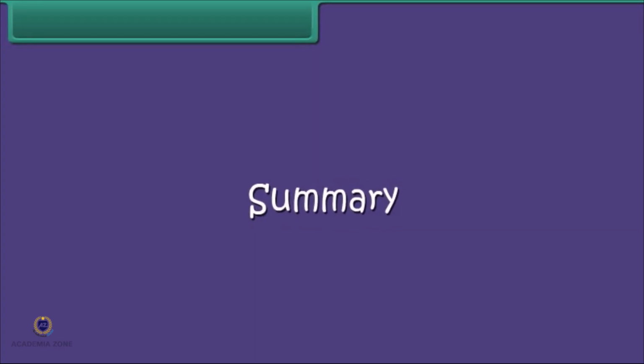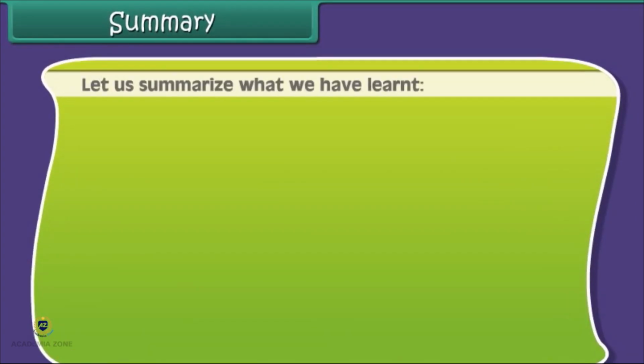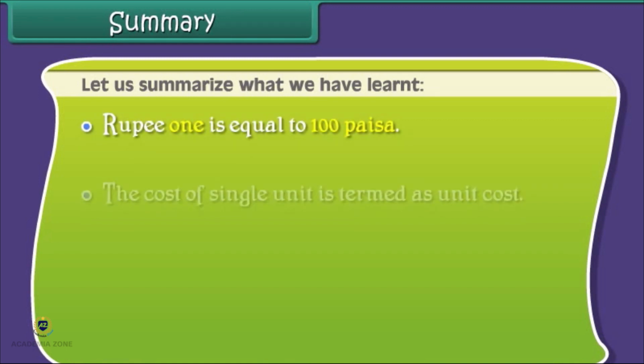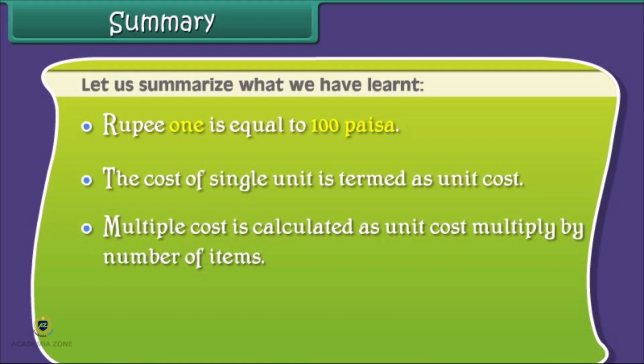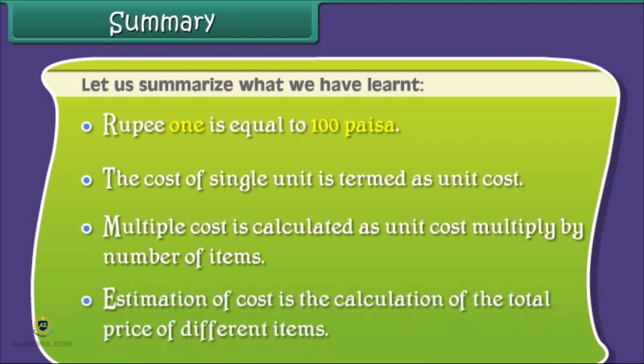Summary. Let us summarize what we have learnt. Rupee 1 is equal to 100 paisa. The cost of single unit is termed as unit cost. Multiple cost is calculated as unit cost multiply by number of items. Estimation of cost is the calculation of the total price of different items.